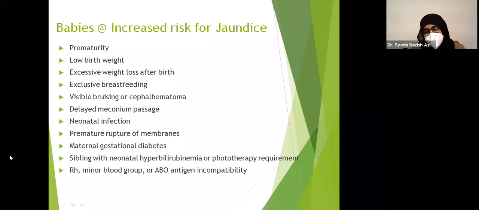The second one is anytime a baby is born with a low birth weight, they of course will be at higher risk of developing any form of jaundice. Excessive weight loss in the first 2 weeks of life again leads to increased enterohepatic circulation and thereby increases the chances of a baby to develop jaundice.